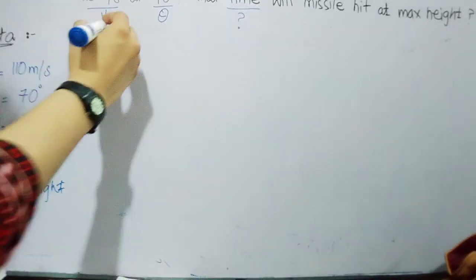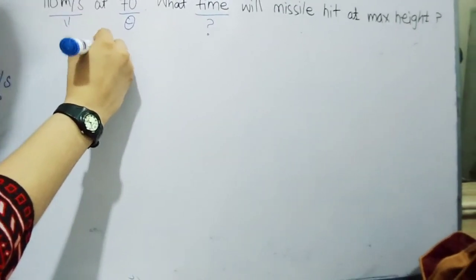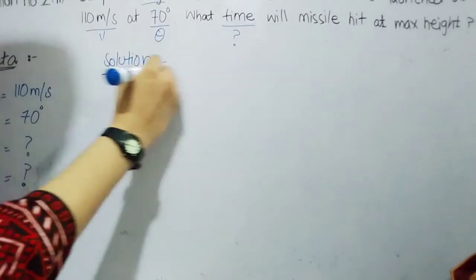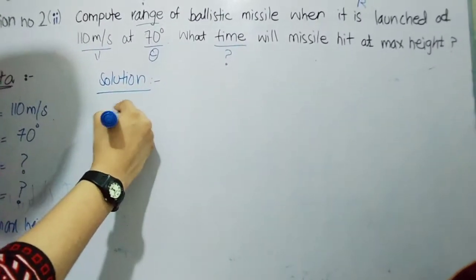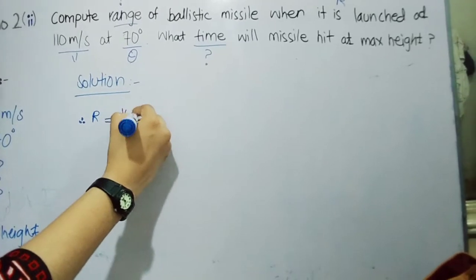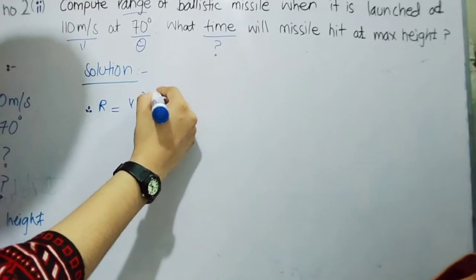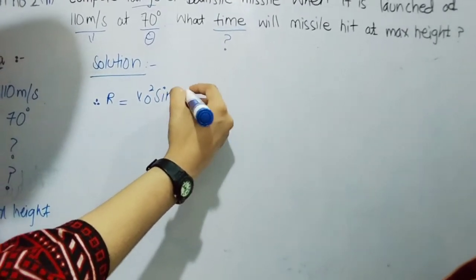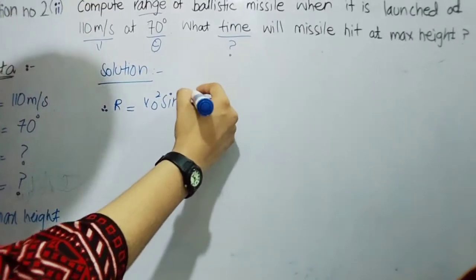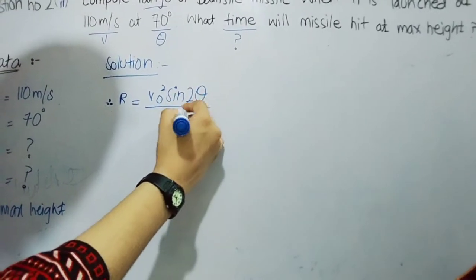Alright, so here we move on with the solution. You all know what is the formula to find the range. That is R equals v naught square sine twice theta. It's not sine square theta, it's sine twice theta. Do remember that. Sine twice theta upon g.